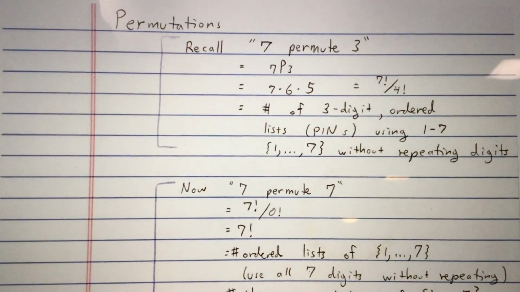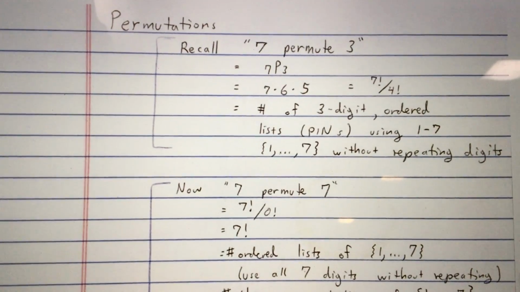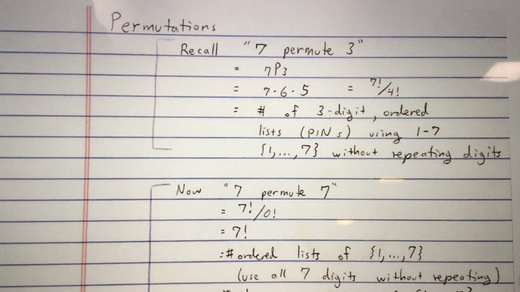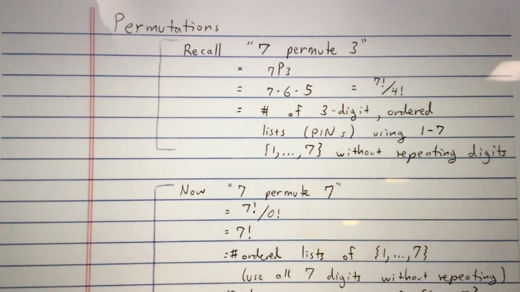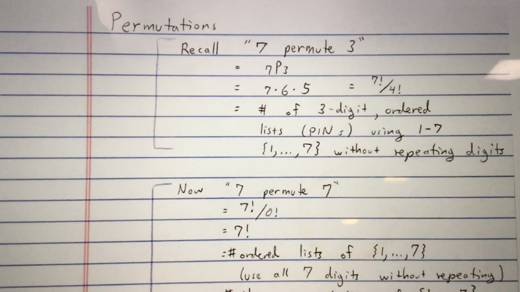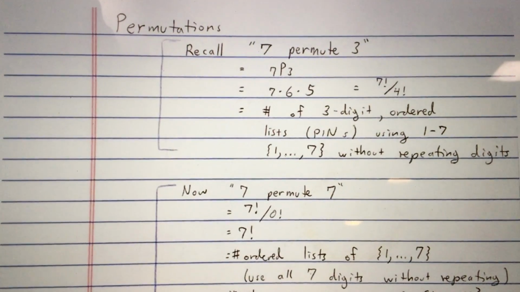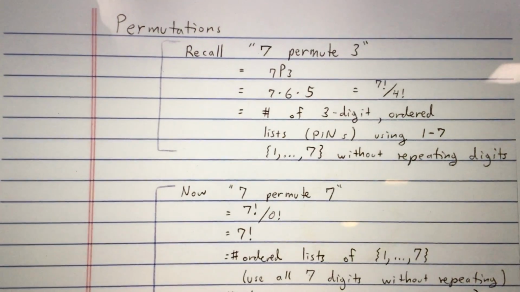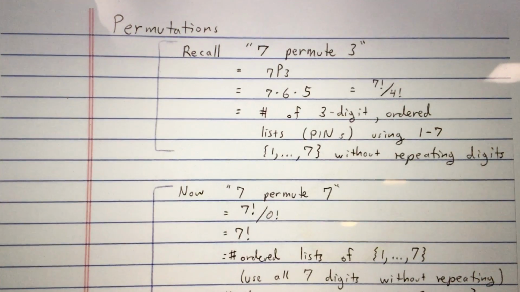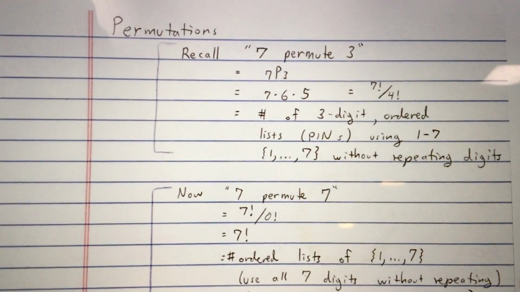Recall 7 permute 3, written 7p3, means 7 times 6 times 5, and that was the answer to a question: how many 3-digit ordered lists or pin numbers can you make using the numbers 1 through 7 without repeating digits? You have 3 digits and you get to pick one, but then you can't repeat, so you have one less and then one less.